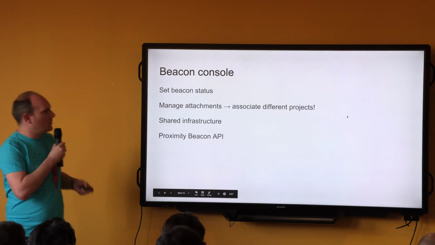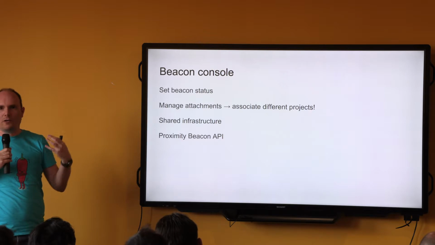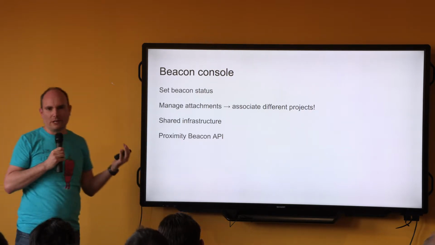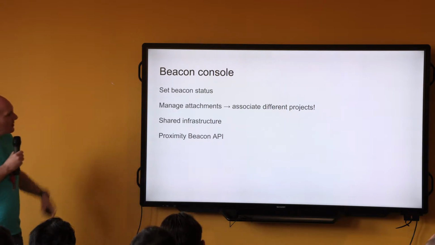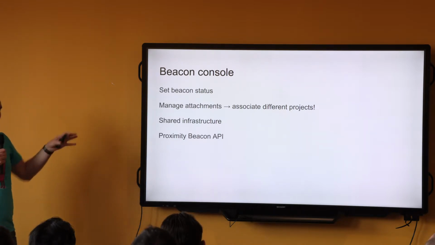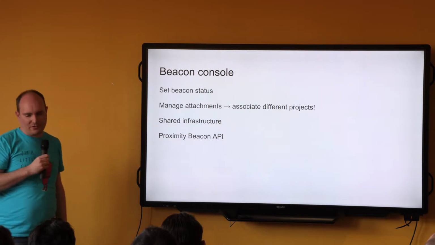So what I've shown is that you can set beacon statuses. You can take them online and offline, which doesn't really turn off the beacon, but just removes the association. And you can add attachments for different projects onto different beacons. So you have a kind of shared infrastructure.